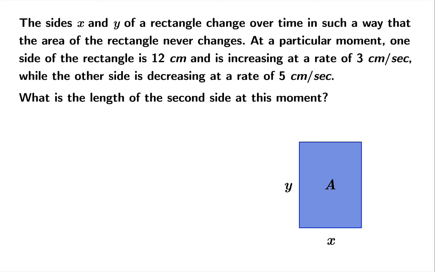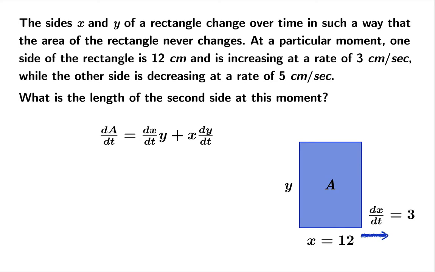So let's draw a rectangle, and we will give names to the sides, and we'll call the area A, and we have our relationship between the rates of change of all of these quantities. Now, the problem doesn't really tell us which side is which, so we have our choice here. Let's say that x is equal to 12 at the moment we care about, in which case dx/dt would be 3 at that same moment, and dy/dt would be negative 5, negative because it's decreasing. Clearly our job here is to figure out what the value of y is at this moment. So we need to solve for y.